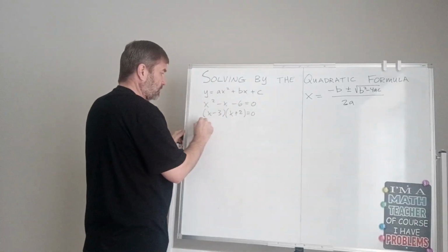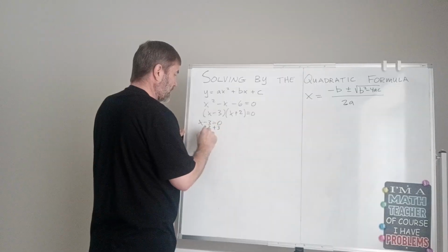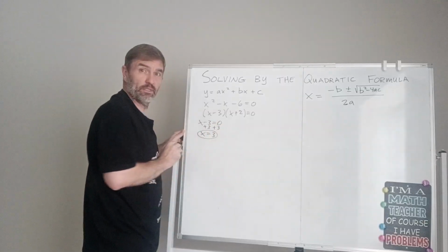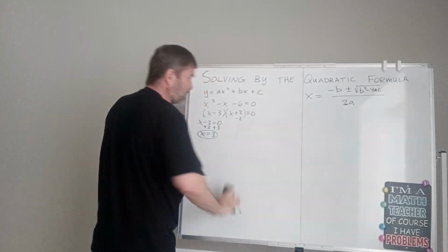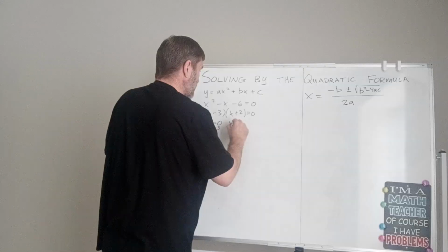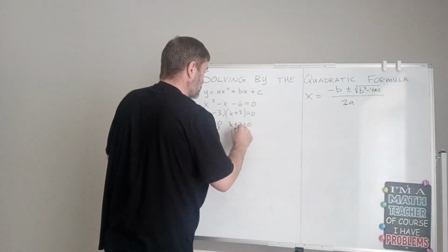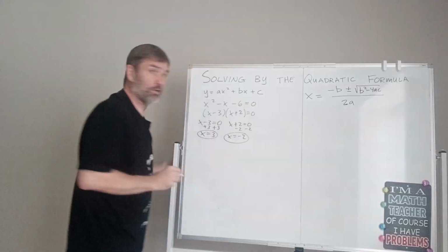So what we do is we take each factor equal to 0. We add 3 over. We get x equals 3. Now here we subtract the 2 over. Oops, I probably should rewrite that. My brain's going a little fast. Sorry about that. x plus 2 equals 0. We subtract the 2 over. x equals negative 2. Those are your solutions.